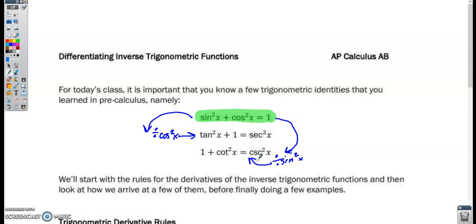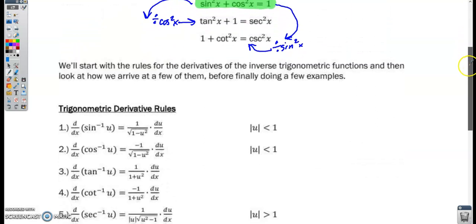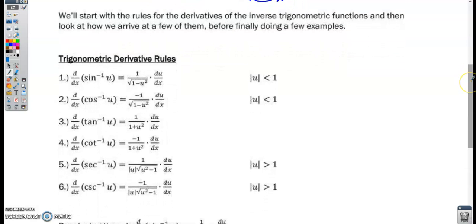All right. Now, I'm going to kind of work backwards from how I usually do things here. Instead of proposing that we find a rule and then finding it, I'm going to start by telling you the rules, and then we're going to develop them. So here's the list of all the inverse trigonometric derivative rules.